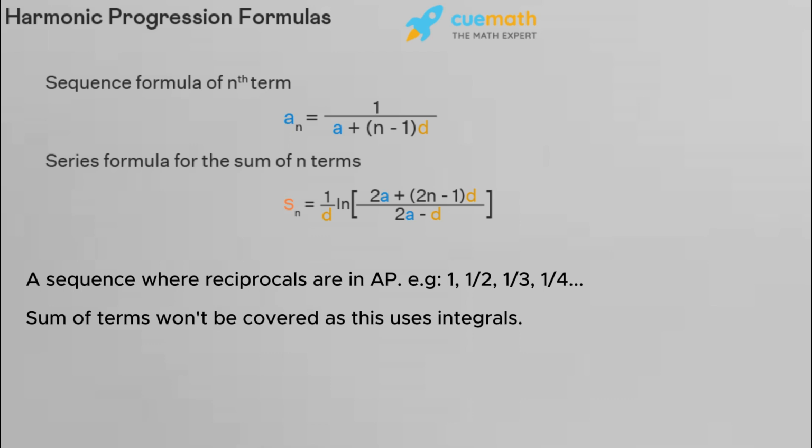And as for the sum of terms, we are not going to cover this, mainly because the sum of terms is more complex and it requires the use of integrals.